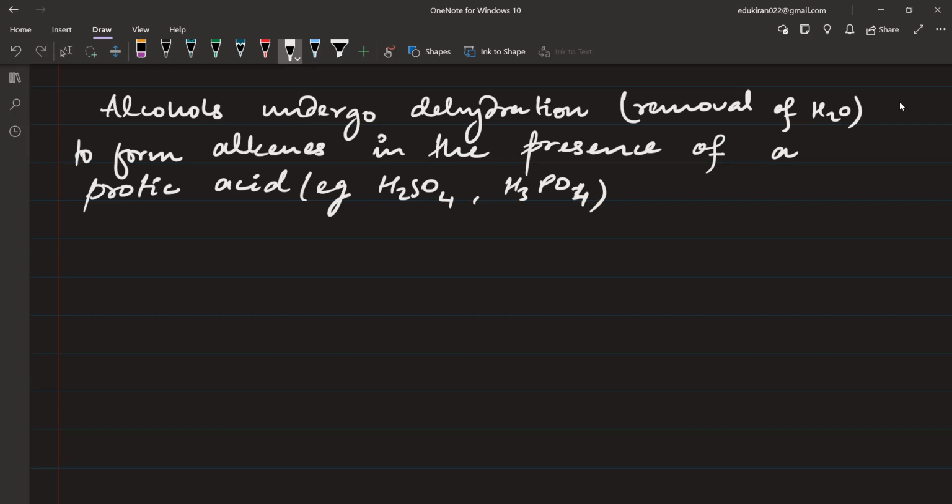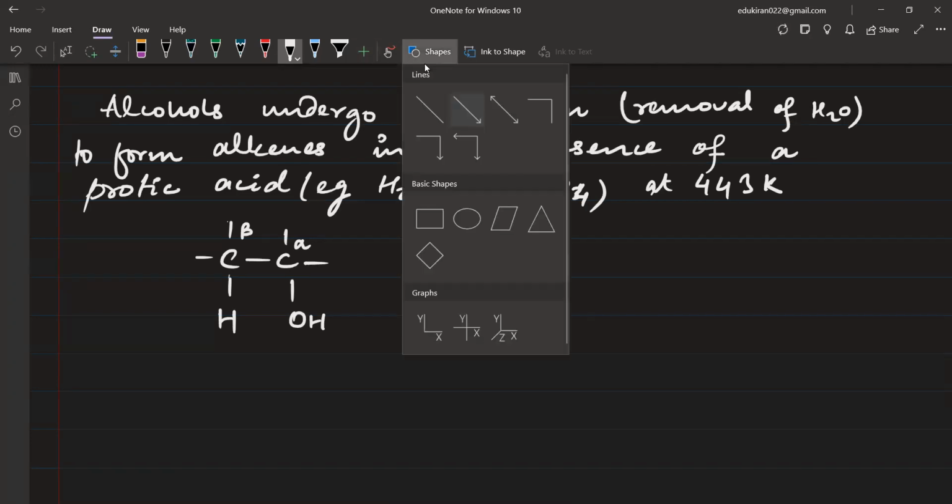Now, write the reaction. One more thing is very important: at 443 Kelvin. Now, the alcohol should contain a beta hydrogen. Each of these carbons will contain 4 bonds. One of the bonds will be between carbon and carbon, the others will be something else. This is your OH, so this is your alpha carbon and this is your beta carbon. Now this beta carbon should have a hydrogen, otherwise this reaction is not going to happen.